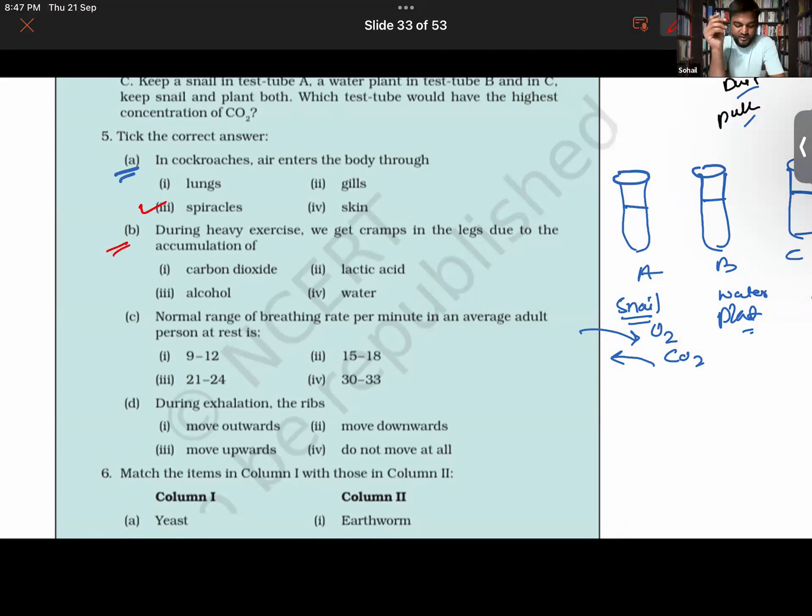Vaiga, question number B. During heavy exercise, we get cramps in the legs due to the accumulation of lactic acid. Okay. Vaiga, question number C. See this question. Normal range of breathing rate per minute in an average adult is how much? So 15 to 18 times. Good. During exhalation, ribs will move downwards or move upward?